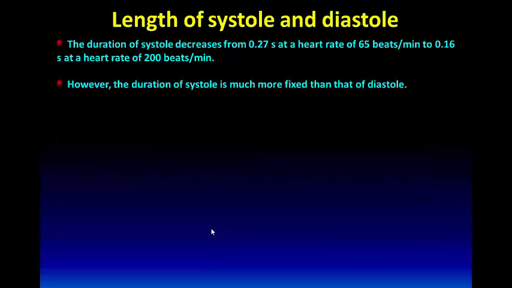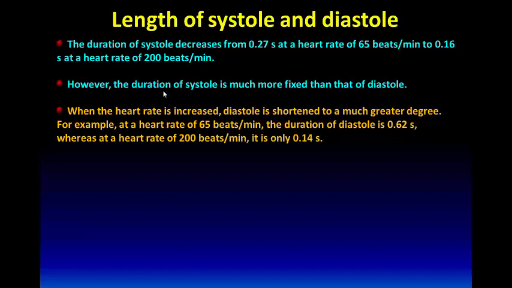Length of systole and diastole. We mentioned that the duration of systole decreases from about 0.27 or 0.3 of a second at a heart rate of 65 beats per minute to 0.16 of a second at a heart rate of 200 beats per minute. However, the duration of systole is much more fixed than the duration of diastole. When the heart rate is increased, diastole is shortened to a much greater degree than systole.